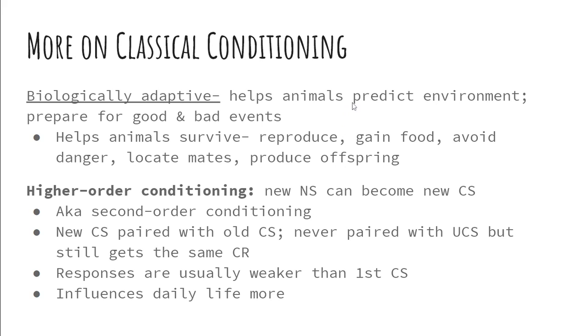Classical conditioning is biologically adaptive. The idea behind this is that it's evolutionary. From that evolutionary perspective, it helps us predict our environment and prepare for good and bad events, right? It helps us survive and to reproduce, to understand that certain behaviors are going to make us more likely to be able to mate, right?